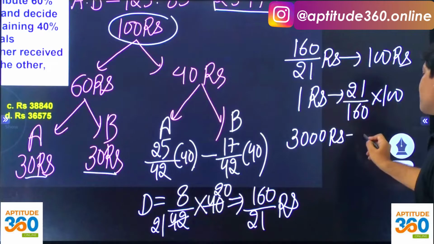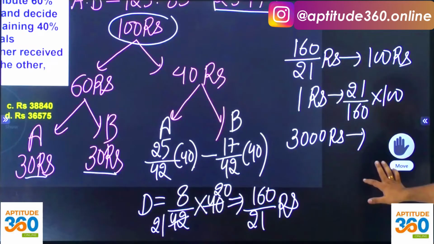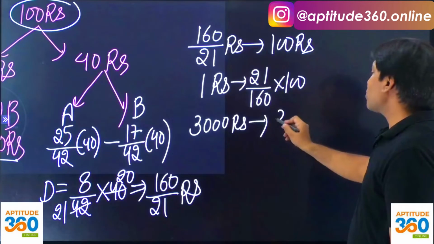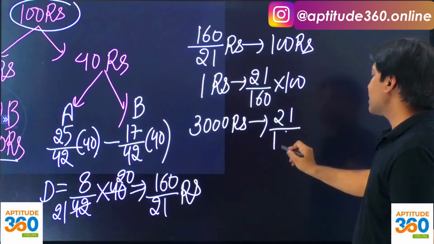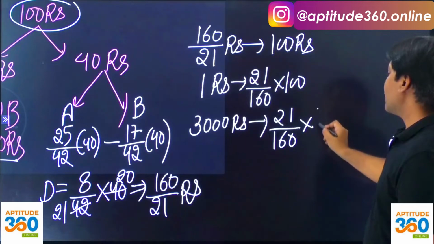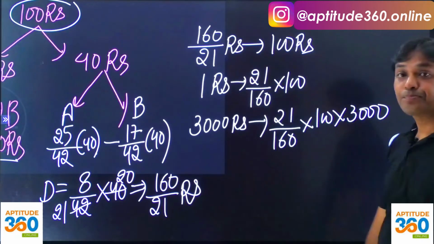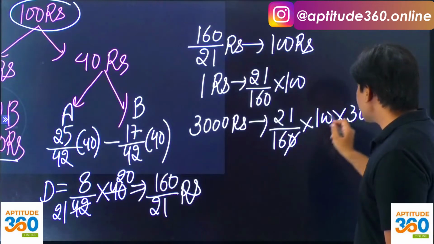मैं तो बिल्कुल ऐसे प्रॉब्लम सिंप्लीफाई करूंगा. So अगर difference है 3,000 rupees, what is going to be their collective profits? 21 upon 160 into 100 into 3000 rupees. बन गई बात आपकी? Now what is that we should be doing further?